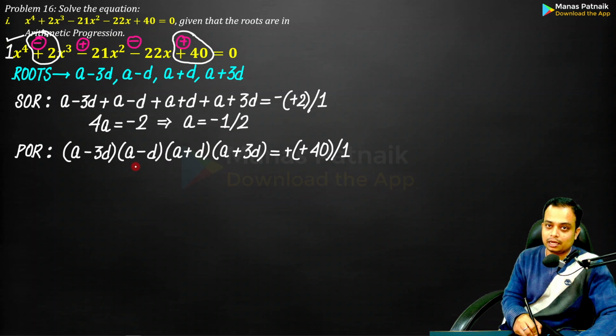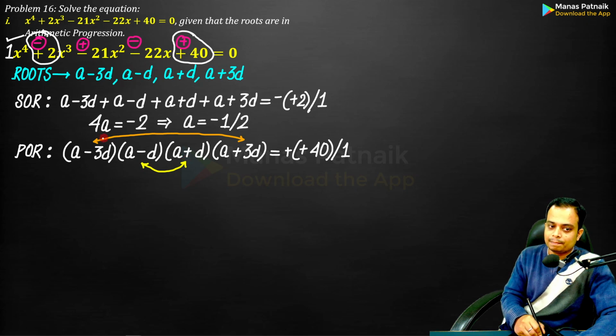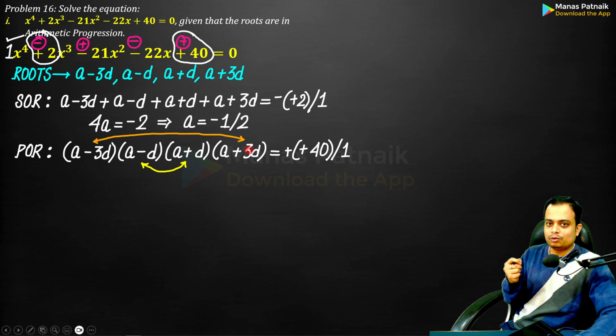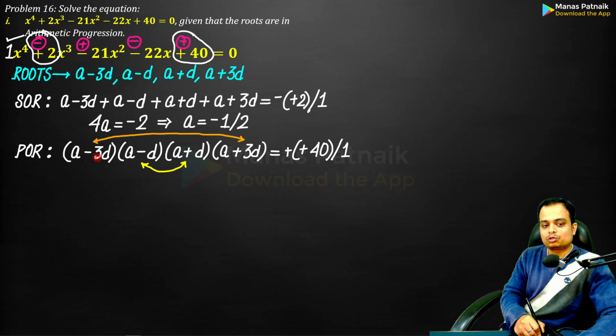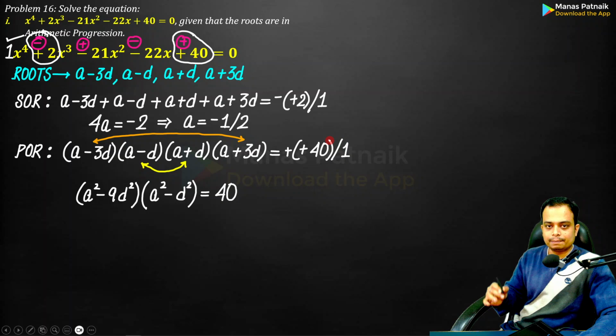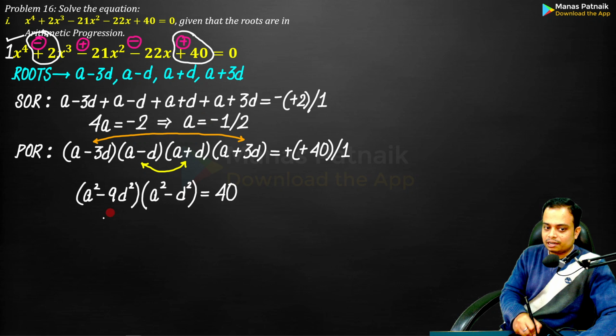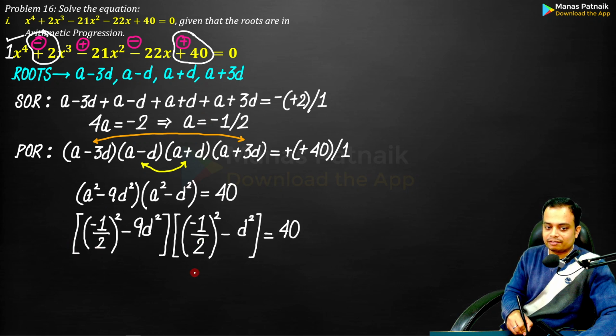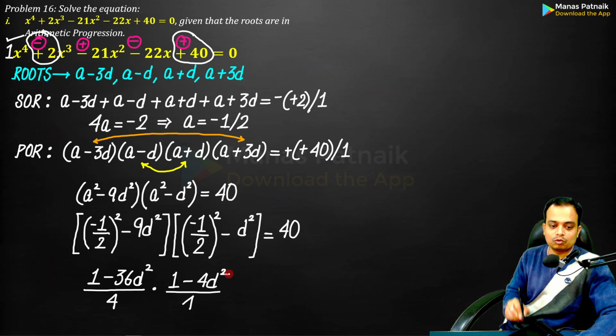So damn simple. Take a look at this combo. A minus d, a plus d, you know the formula. A minus 3d and a plus 3d, again you know the formula. Isn't this a square minus b square? So this is going to become a square minus 9d square and a square minus d square, which eventually is equal to positive 40. What we can do now, sir, you can simply plug in the value of a as negative half. Let me do that. A as negative half, negative half. So this is going to be 1 over 4. This is also 1 over 4. When you take the LCM, this is going to become 1 minus 36d square over 4. And here 1 minus 4d square over 4.